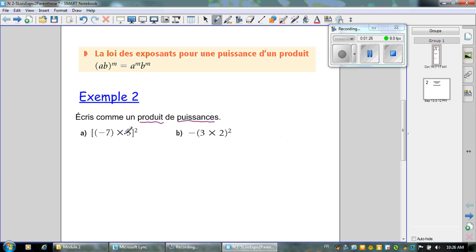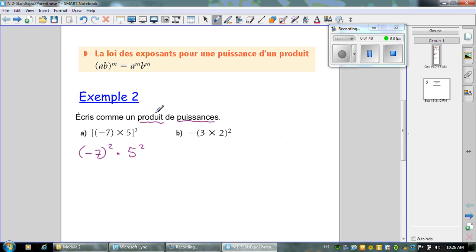So to do that, you have to distribute the 2 to each number. So it's going to be negative 7 squared multiplied by 5 squared. This is a product of powers. That's your answer. Again here, I could do 3 times 2, 6, 6 squared, but that's not what I'm asking.